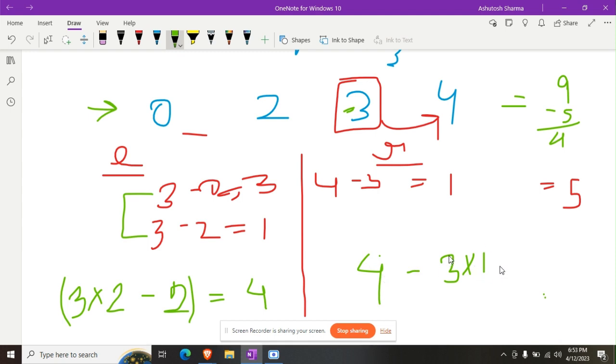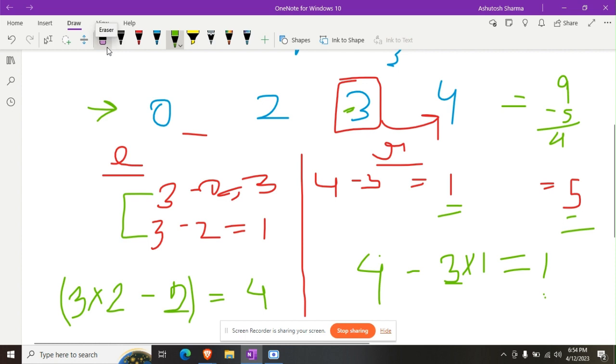So I'll just subtract 4 minus 3 into 1. And 3 into 1 is nothing but wherever you are at right now, how many elements do you have to the right of it, and what is the value of that index? That is 3. So if you see, it will give us a value of 1. That is what it is giving us. Now, if you do just left plus right, you will get 5, isn't it? 4 plus 1, 5.